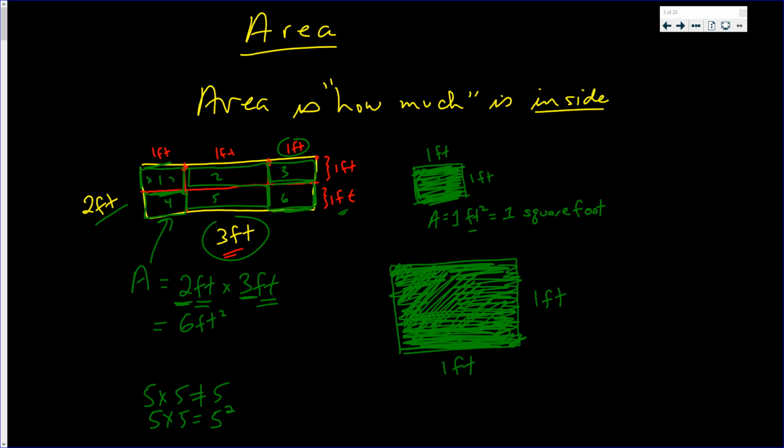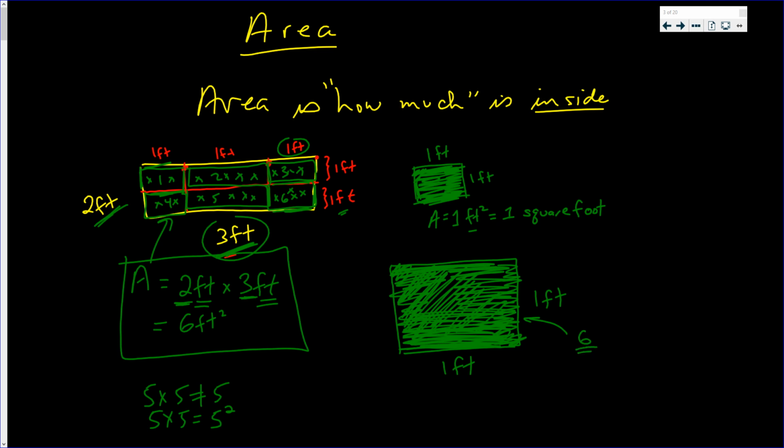We have 1 square foot here, a second one here, a third one here, a fourth, a fifth, and a sixth. We literally have 6 square feet. So if you had a 2-foot by 3-foot rectangular area that you wanted to carpet, you would need 6 square feet.